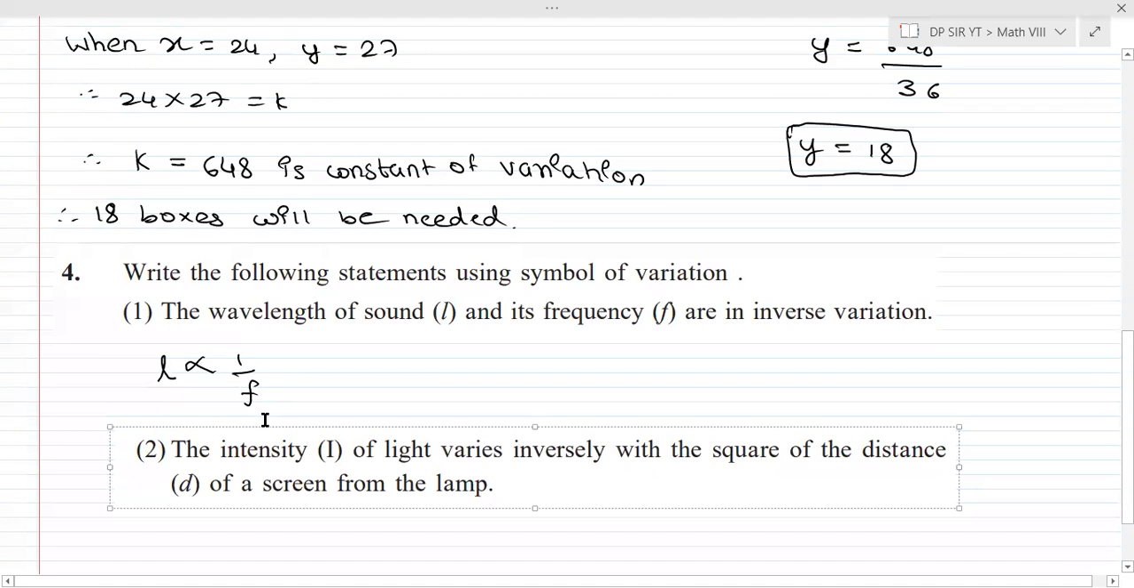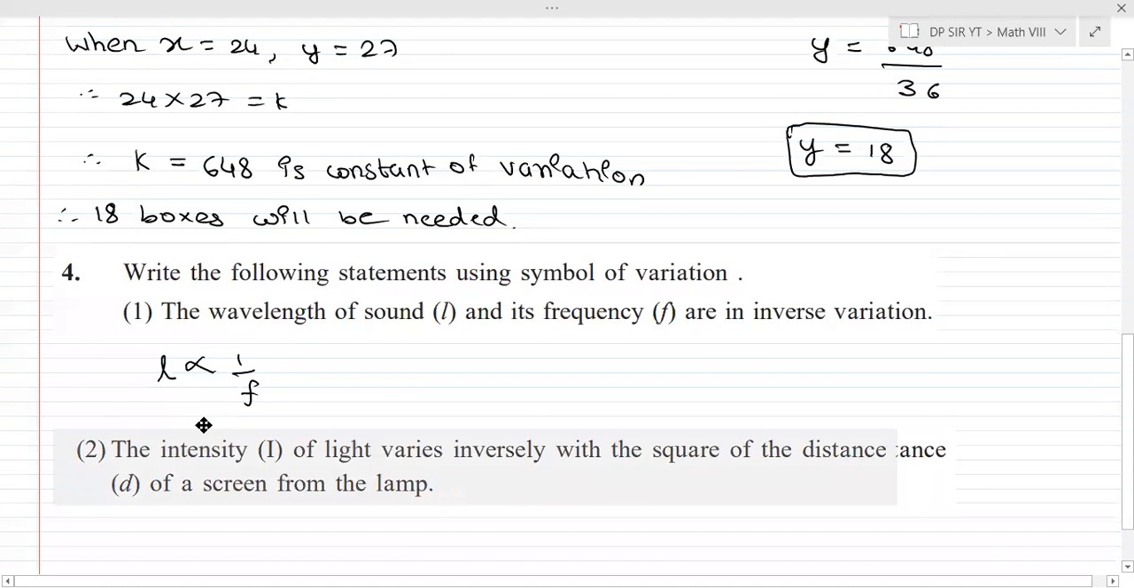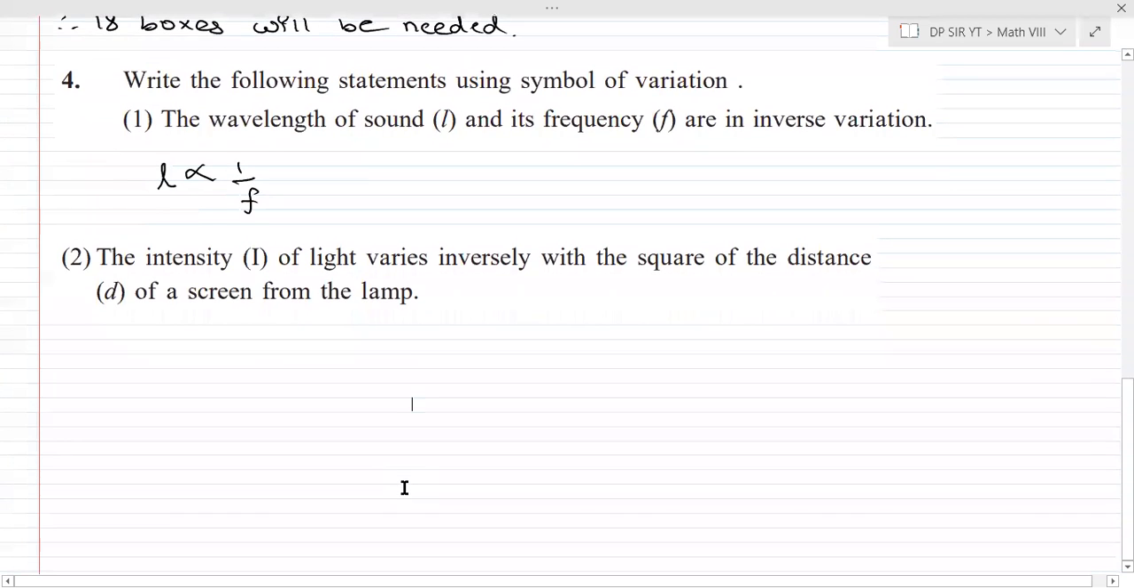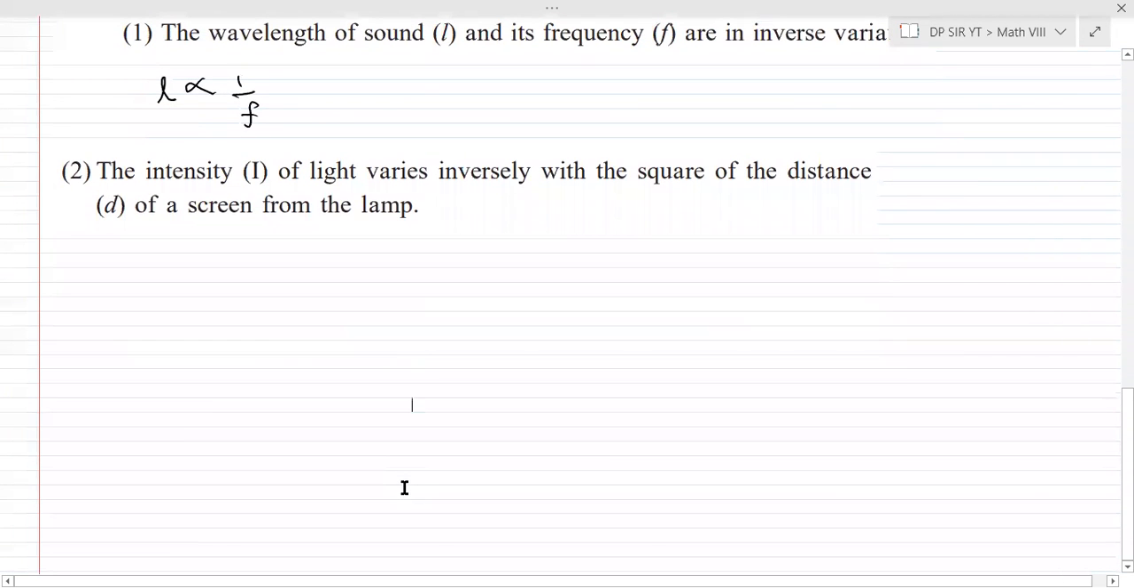So the intensity denoted by I of light varies inversely with the square of distance d of a screen from the lamp, isn't it? So in this case, what has been said? Intensity of light varies inversely. That means intensity denoted by I is inversely proportional to distance denoted by D, but not only distance, the square of its distance. So it is inversely proportional to 1 upon D square. I hope now it's clear.